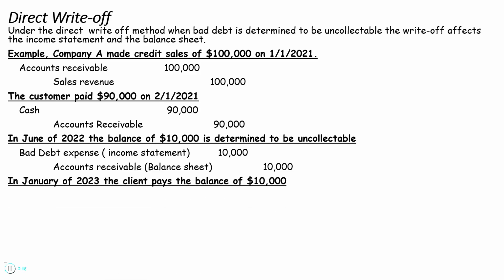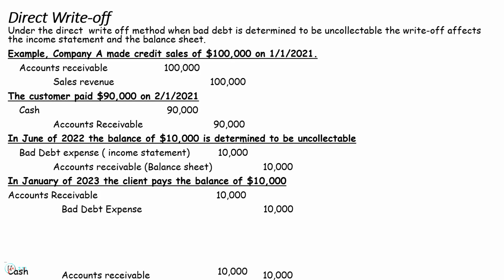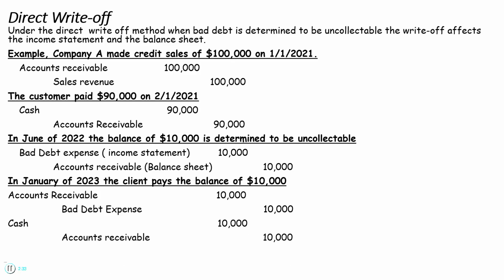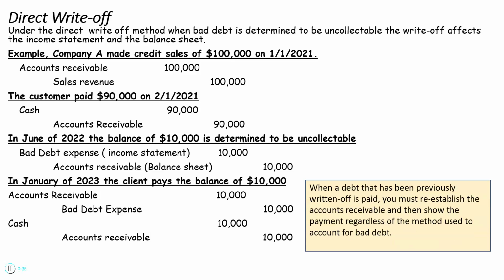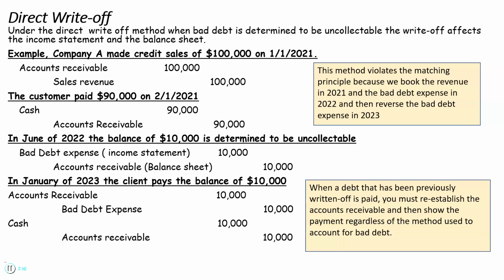Then in January of 2023, the client decides they want to do business with us again, so they pay us. So we first have to set up the accounts receivable again, back out the bad debt expense, and then show the payment of the receivable. Remember, regardless of whatever method you use, when a debt that has previously been written off is paid, you must reestablish the accounts receivable and then show the payment. Again, this method violates GAAP.